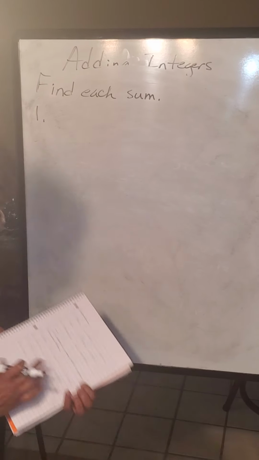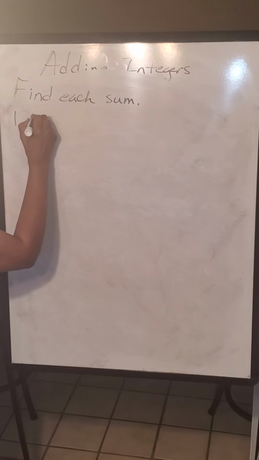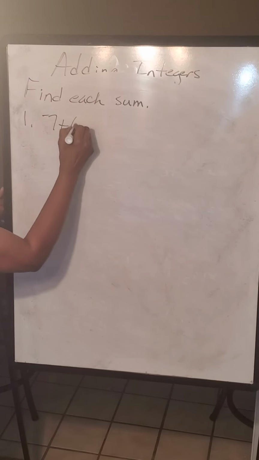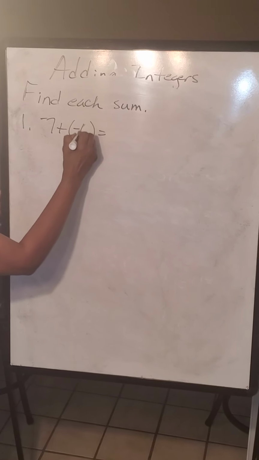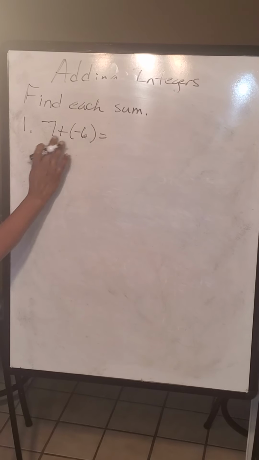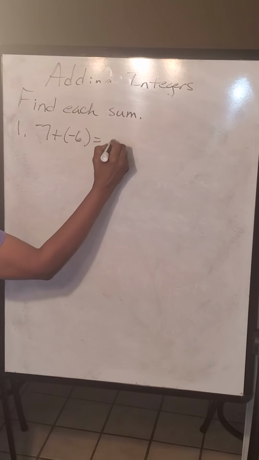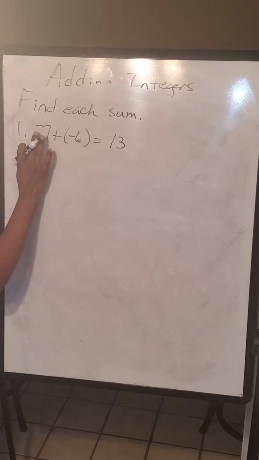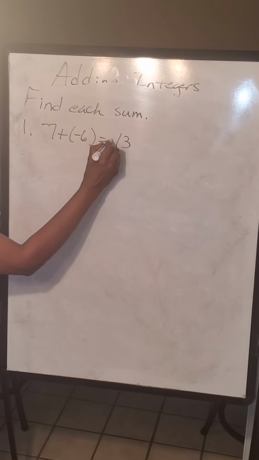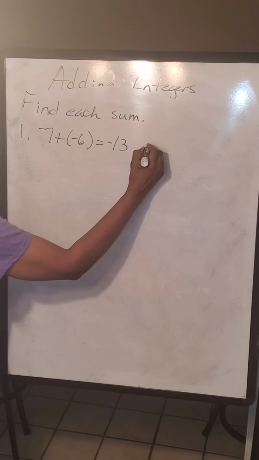Example 1. If I had a negative 7 plus a negative 6, using the rule, these two numbers have the same sign, so I'm going to add them. 7 plus 6 gives me 13. I'm going to keep the common sign. The common sign is negative, so the answer is a negative 13.